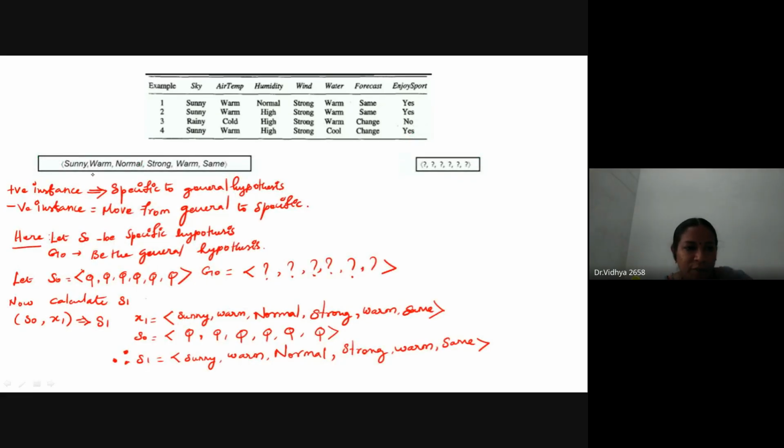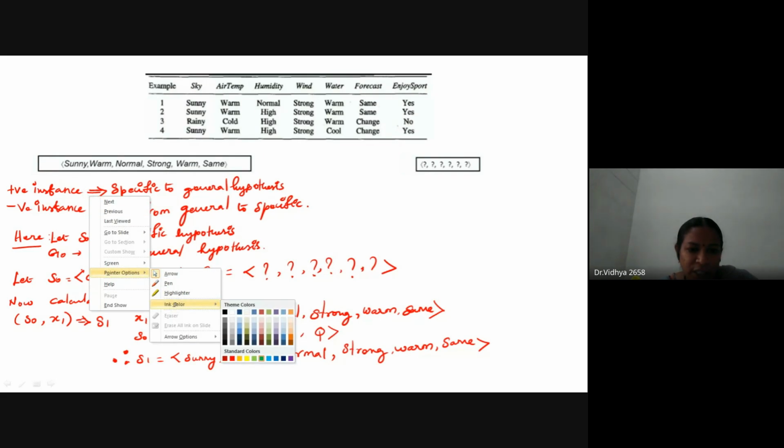Now we are supposed to move through the instances. Initially we have a positive instance, since it is yes. The second is a negative instance, the third is the negative instance, and the fourth is again a positive instance. If the instance is positive, we are supposed to move from specific to general. That is given in the next slide I have written. So if the instance is positive, we have to move from specific to general.